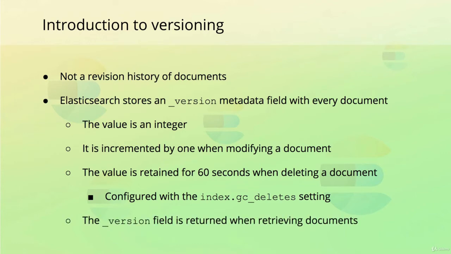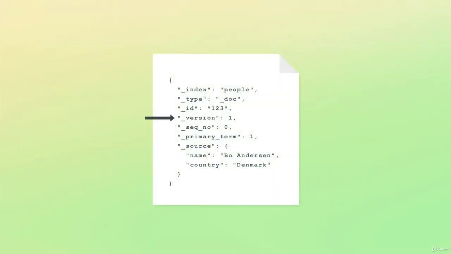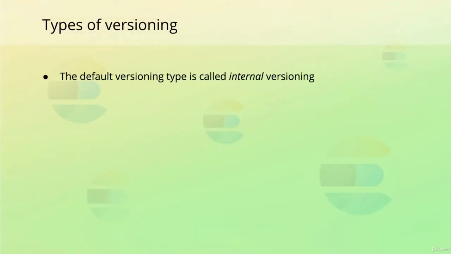If you retrieve a document by its ID, you will see this metadata field within the response. For search queries, which we'll get to later in the course, the field is not included within the results automatically, but Elasticsearch can easily be instructed to do so. This is the default type of versioning that's used and is referred to as internal versioning.